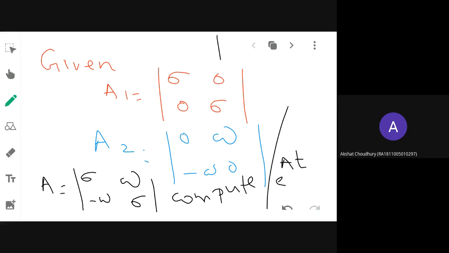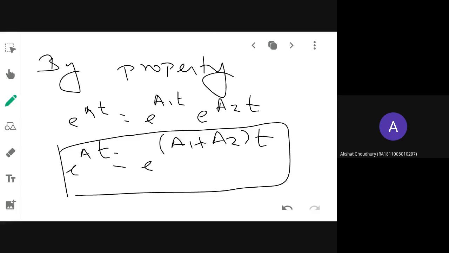A1 is given to be sigma 0, 0 sigma. A2 is given to be 0 omega, minus omega 0, for which they have asked you to calculate e power At. So we are going to do this calculation by means of Laplace transform technique only, by using one of the properties of the state transition matrix. So if two A matrices are given, then how will you solve for e power At by using one property as I told you?